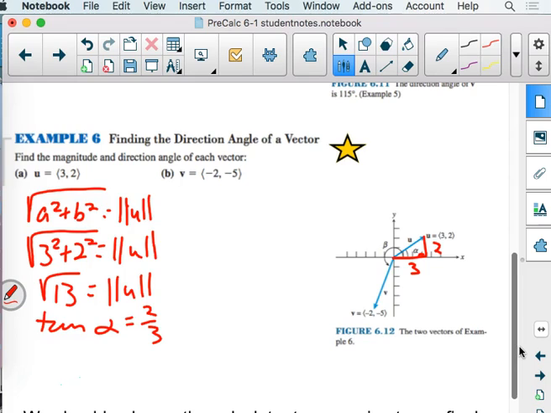It's in first quadrant. Tangent's PBR includes first quadrant. We should just be able to do the inverse tangent to this and have our angle. So inverse tangent of 2/3 in degrees. 33.690 degrees.